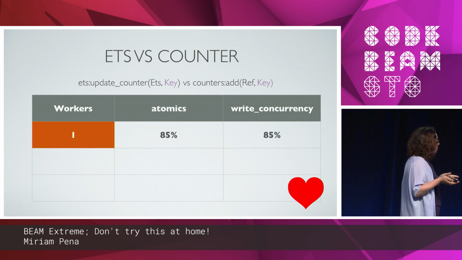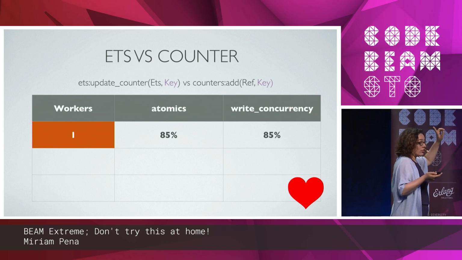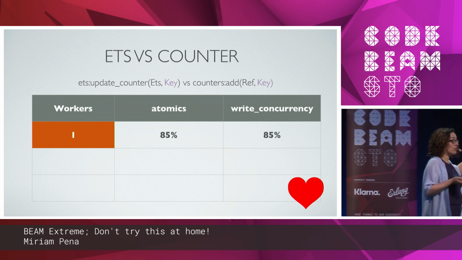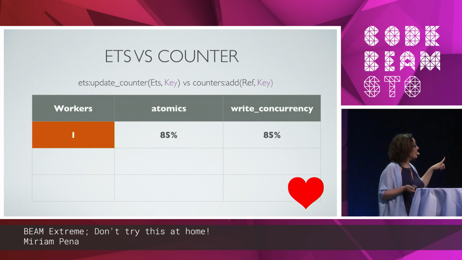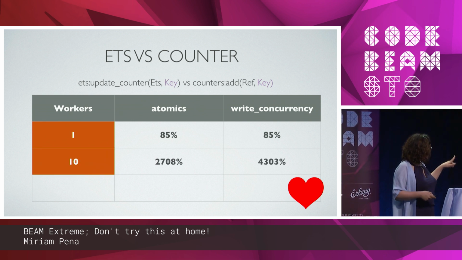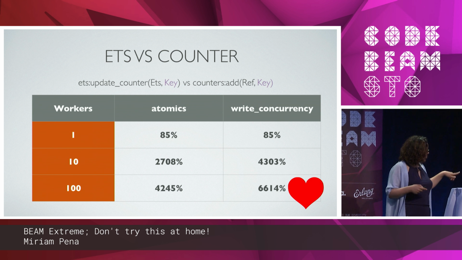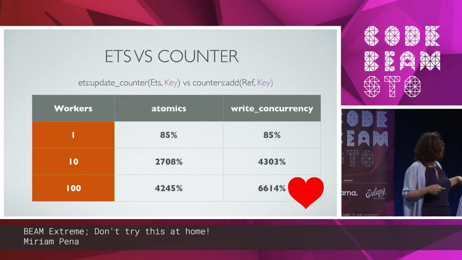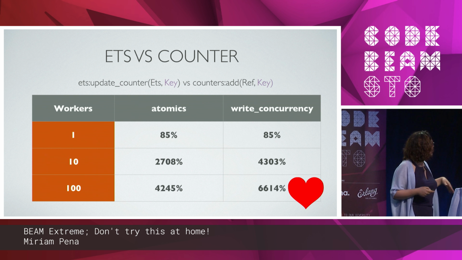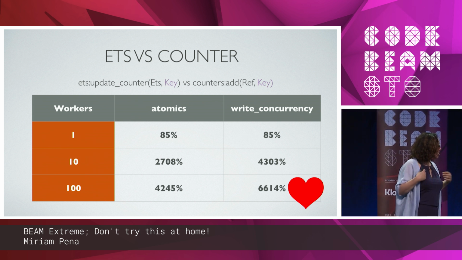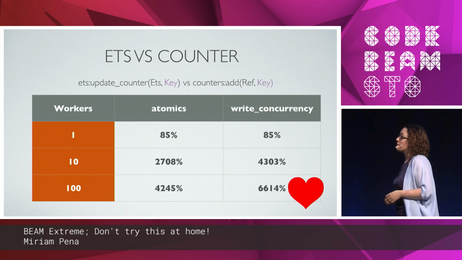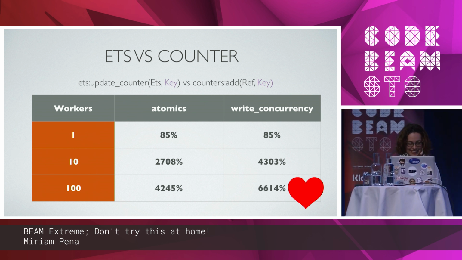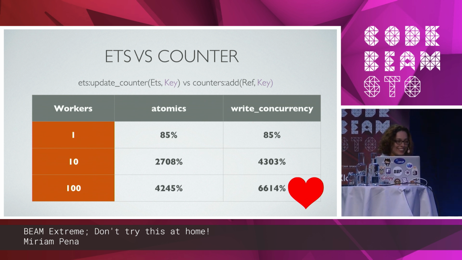So this is with concurrency. With one worker, which means no concurrency, counters is 85% faster than an ETS. But as the number of workers increases, and somewhere around where my number of CPUs is hit, it could be 60 times, 66 times faster to use write concurrency with a counter than to write to an ETS directly, which is really mind-blowing.